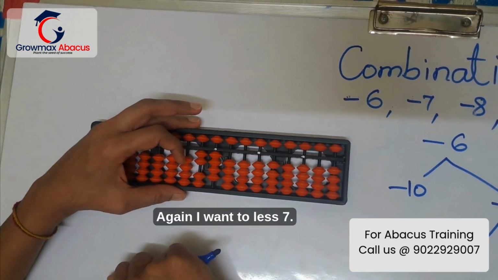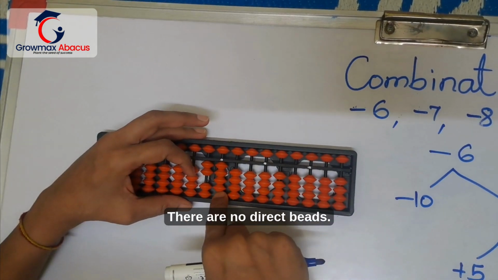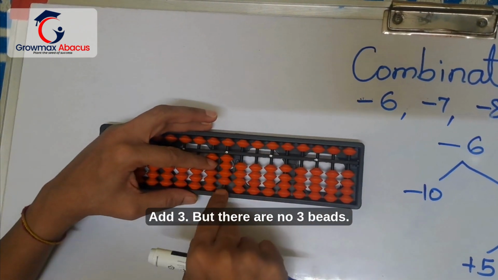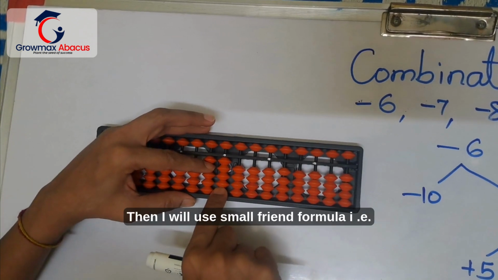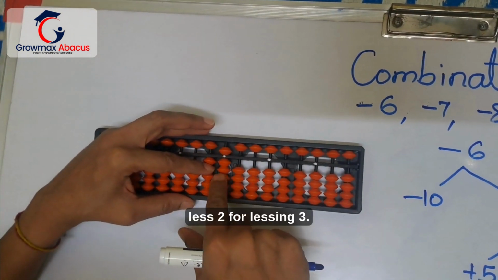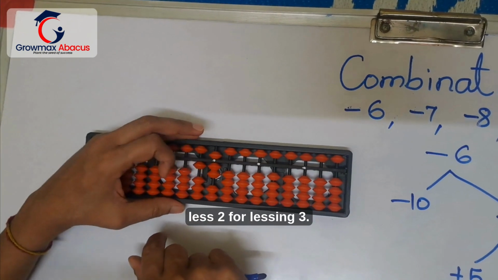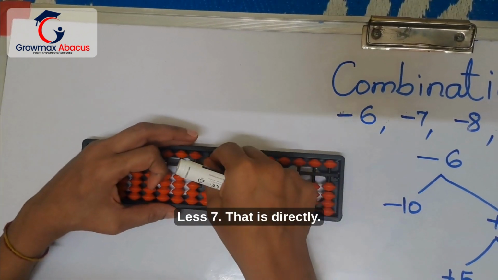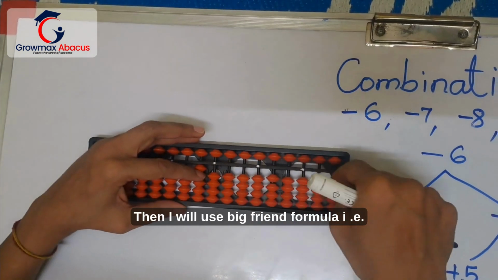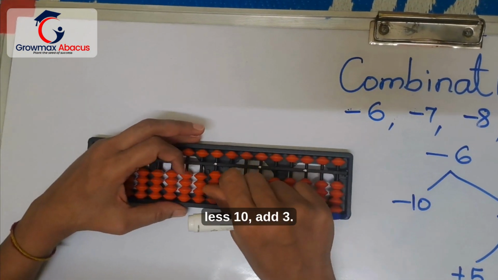Again I want to less 7. There are no direct bits. Then I will use big friend formula, less 10, add 3. But there are no 3 bits. Then I will use small friend formula here, that is add 5 less 2 for adding 3. Less 7, that is directly. Again less 7, no direct bits. Then I will use big friend formula, that is less 10, add 3.